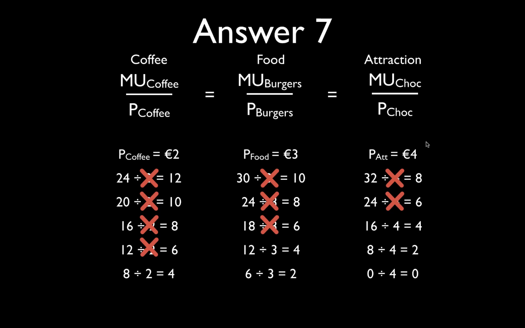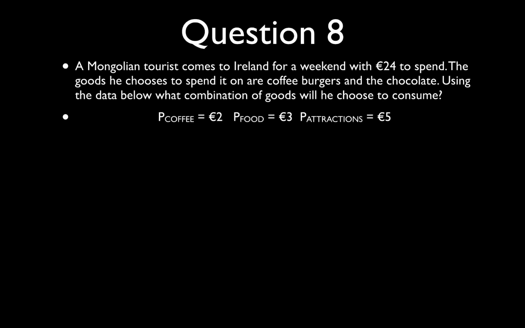He has spent all of his money, therefore there's no further opportunity for him to increase his total utility through consumption, and he is also satisfying this condition here, which states that the marginal utility per euro spent on the last unit of each good is the same for all goods consumed, and that's true.